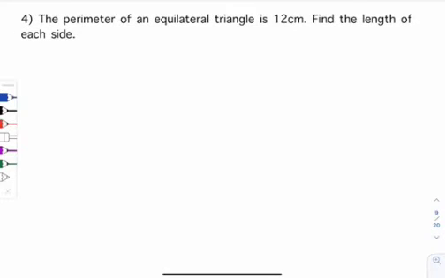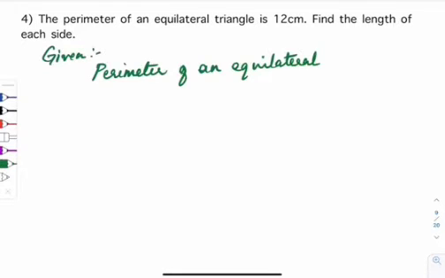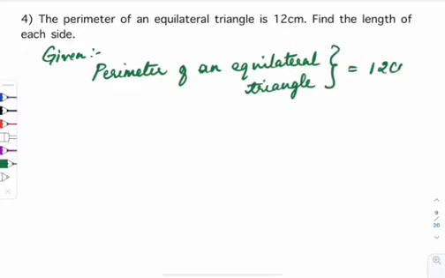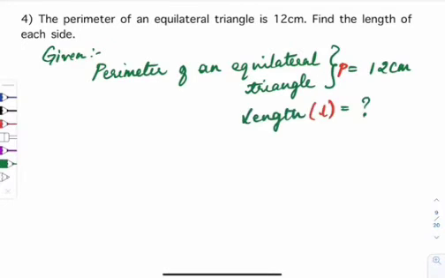Now for the next problem, the perimeter of an equilateral triangle is 12 centimeters. Find the length of each side. Given statement, what is given here? Perimeter of an equilateral triangle is equal to 12 centimeters. Children, observe that you are given the perimeter. You are not asked about the perimeter. You are supposed to find the length. If this is represented as P, P is given, you need to find the length.